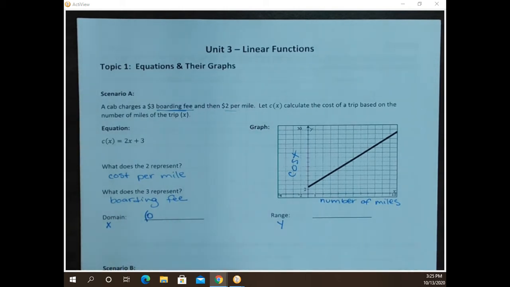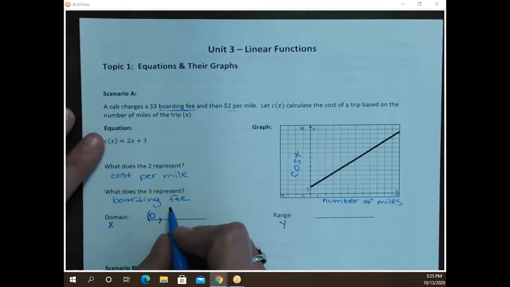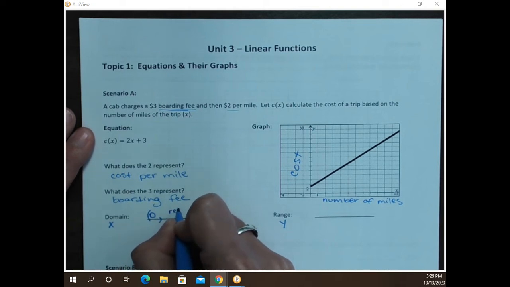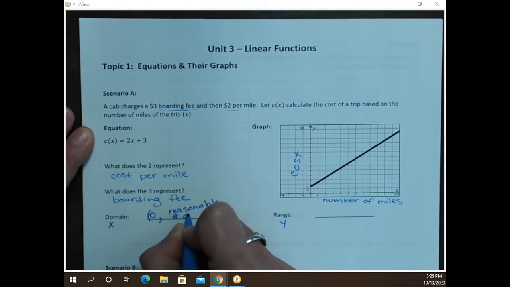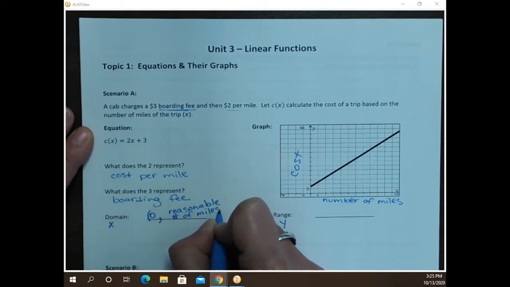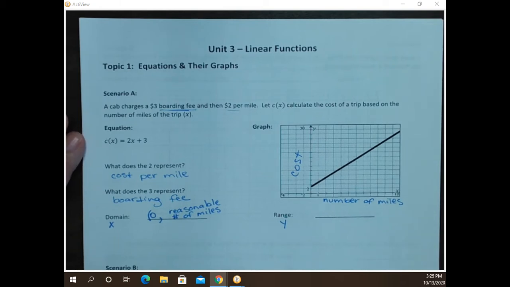And then if I'm going to look at taking a cab or an Uber or getting a ride with somebody, we also have probably a maximum number of miles that they're willing to drive us, right? If I get in a cab and I say, I want you to drive me from Peoria to Michigan, they're going to say no. But there is some reasonable number of miles that would be my upper limit. So maybe they're willing to drive me 20 miles, but not 30 miles.